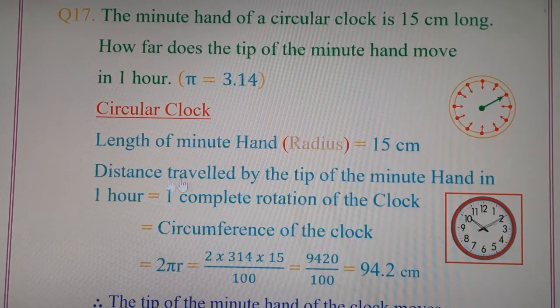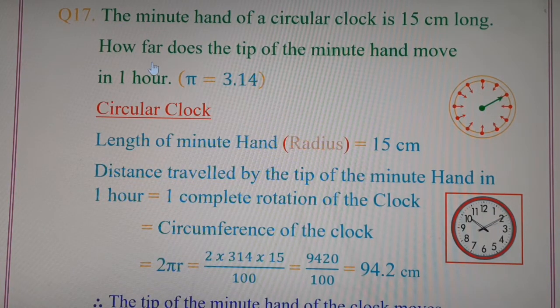So your radius of the circle is written as 15 centimeter. So heading I have written as circular clock, length of minute hand is 15 centimeter. In bracket I have written radius because the minute hand will represent the radius of the circle. From the center point to the outer point, that will be the radius of the circle, or we can compare it with the minute hand of the clock, the longest needle in a clock.